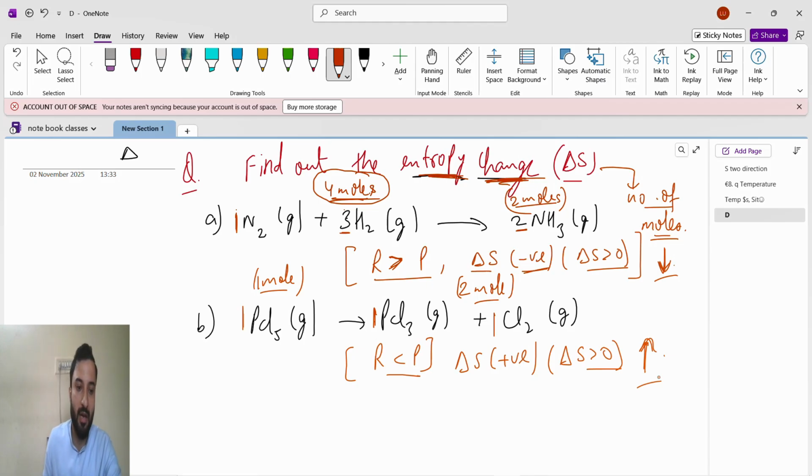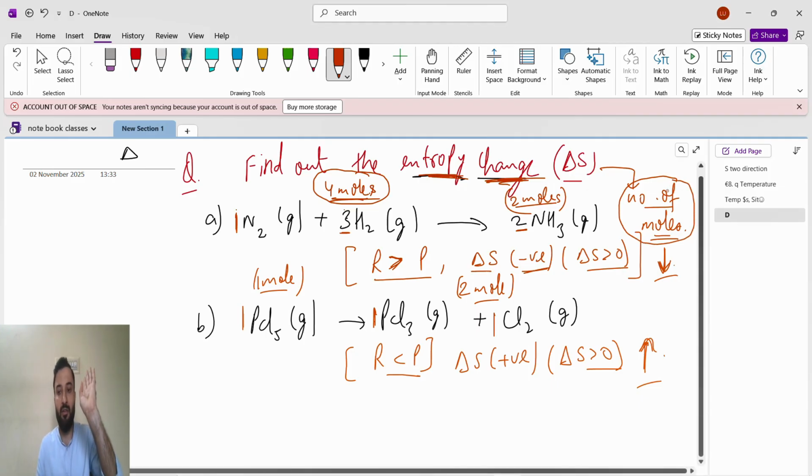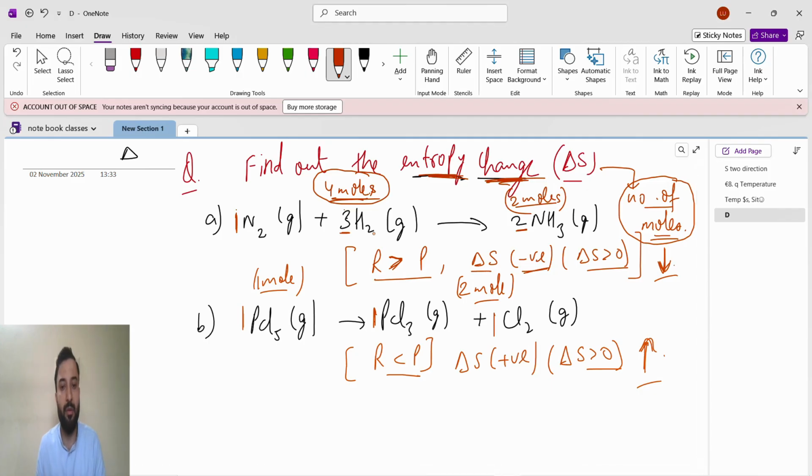This type of question they will ask in the examination. So entropy change we will see directly based upon the number of moles. We have to just check which side the number of moles is more. If reactant is greater than product, then we are going backward. Backward means delta S is negative, delta S is less than 0, so there is a decrease in entropy.